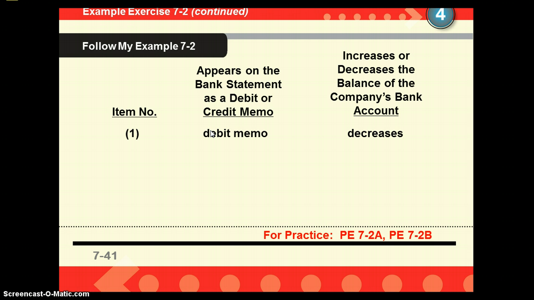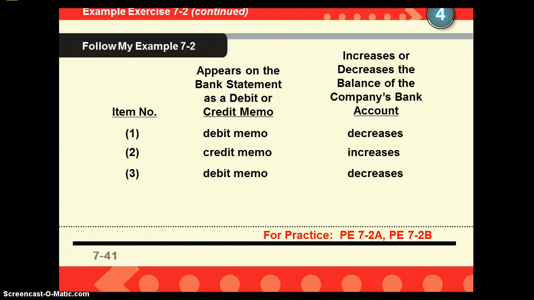Item number 2, an electronic funds transfer deposit. That's going to increase the company's bank account. And to increase a liability, it would be a credit memorandum. Number 3 asked about a service charge. Well, a service charge decreases the balance of the bank account. In order to decrease that liability, we debit. So it's a debit memorandum.